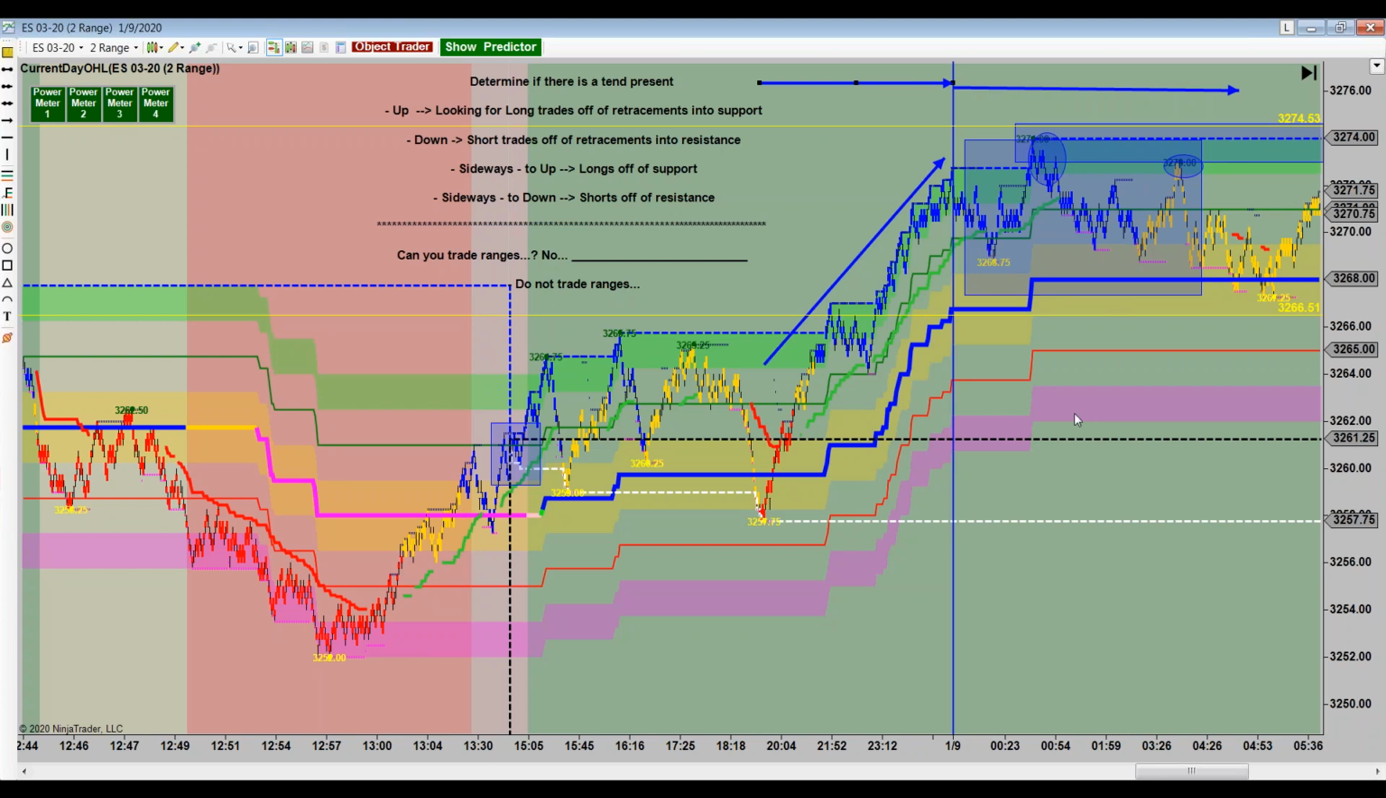Not trade it. I mean, how else can I say that? You don't trade it. If you're sitting there and you're saying, I can't trade ranges, and you wake up and you do your analysis of the market and it's in a range, then that's telling you what? Look for something else that's trending.